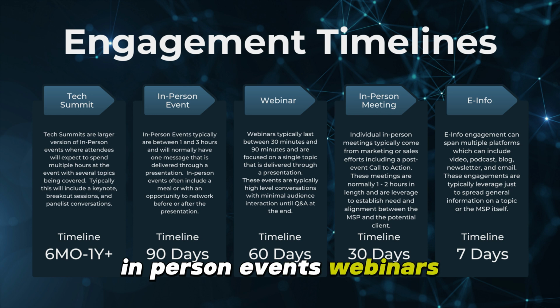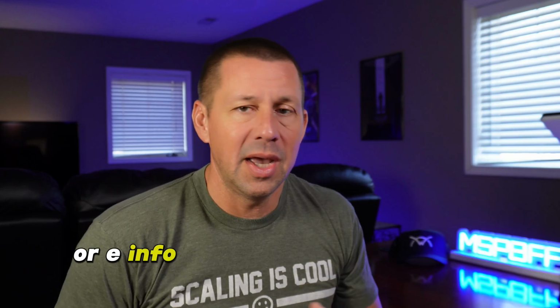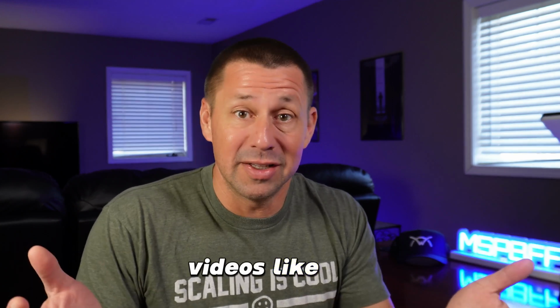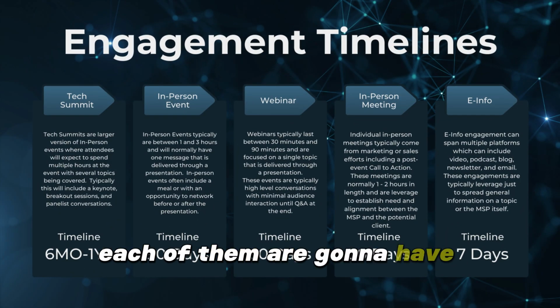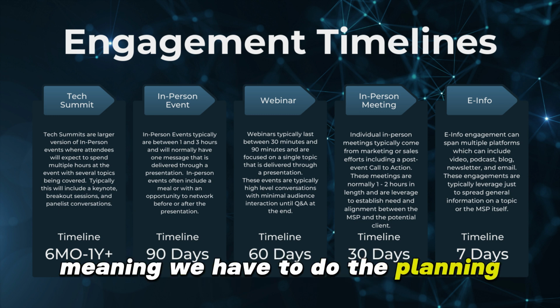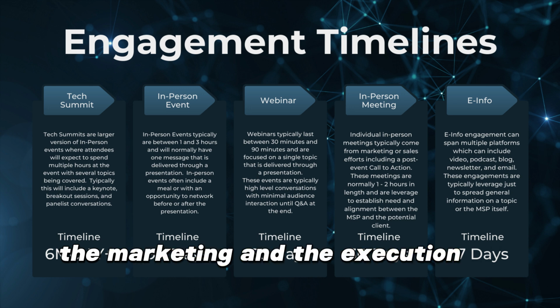In-person events, webinars, in-person meetings, or e-info. And e-info is going to be things like emails, newsletters, blogs, videos like this. And you can see that each of them are going to have different timelines. And these timelines are holistic, meaning we have to do the planning, the marketing, and the execution all in this timeline.